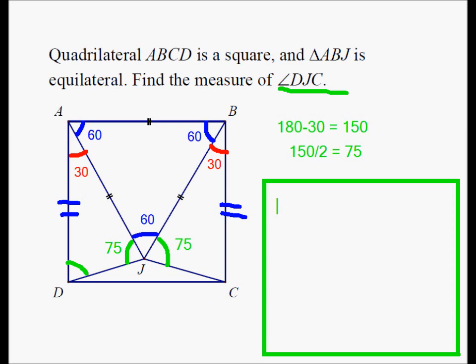So from 360, I'm going to subtract 60 plus 75 plus 75, which turns out to be 360 minus 210. 75 plus 75 is 150. 150 plus 60 is 210, which turns out to be 150.